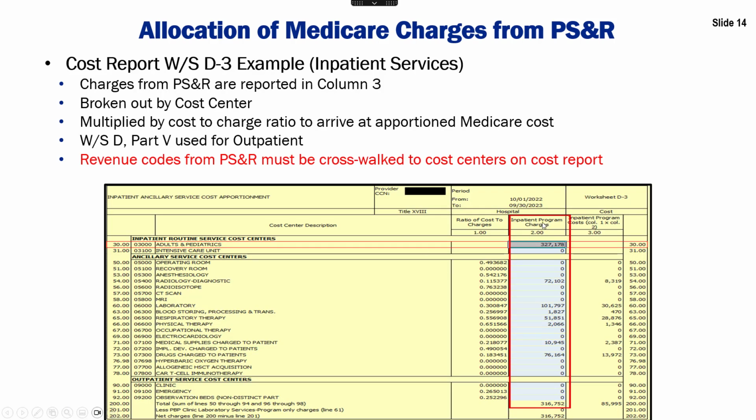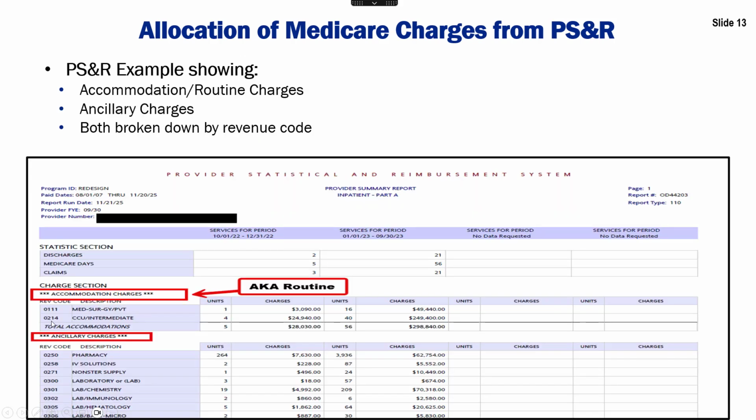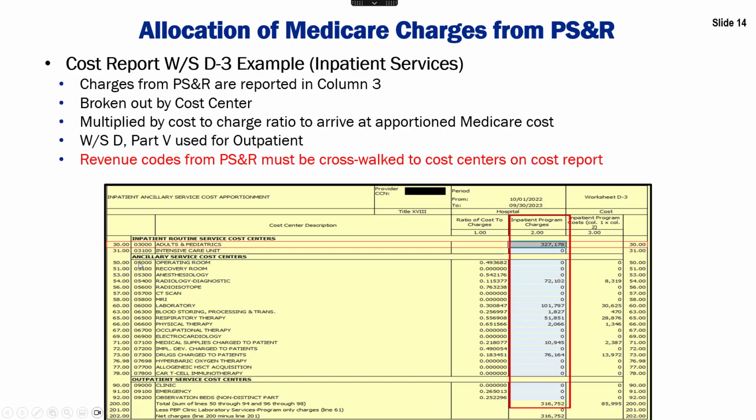And here's the worksheet D-3. Again, the whole point of the PSNR allocation is to try to figure out how much of those Medicare charges go to each of these different cost centers on D-3 or D Part 5. So we need to see what crosswalk was used to map these revenue codes to these various cost centers.